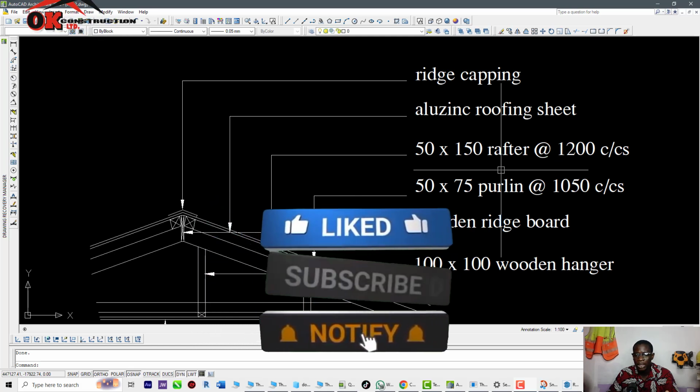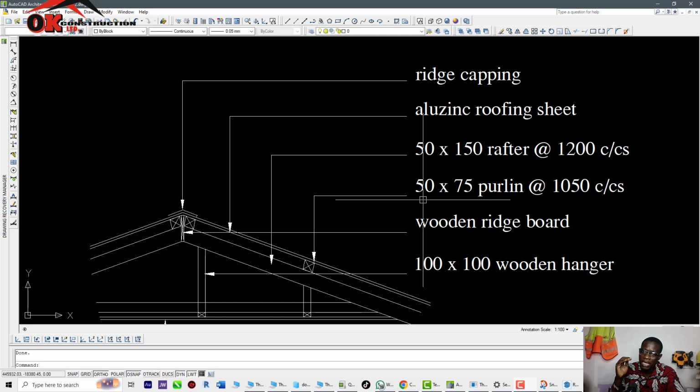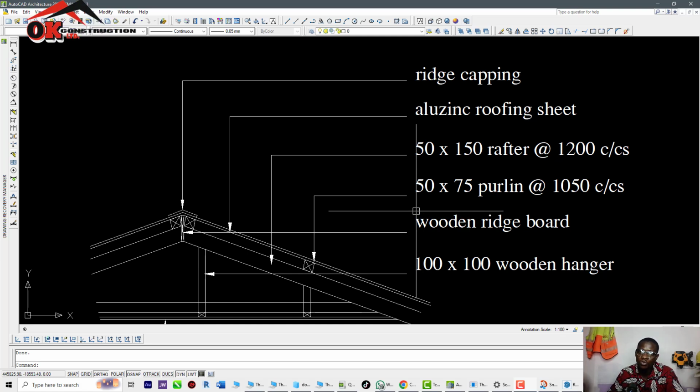2 by 6, and the 2 by 6 rafters, 50 by 150 rafters, at 120, the distance between the 2 by 6 is 120, meaning in feet, 4 feet between each 2 by 6. The distance between them is 4 feet, and then you look at the palings.